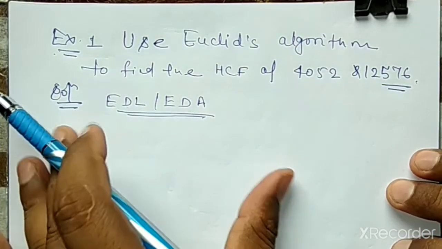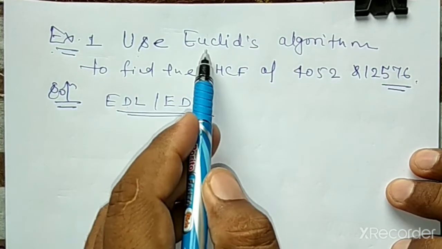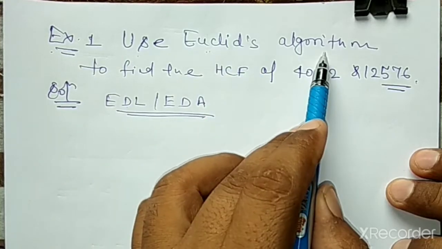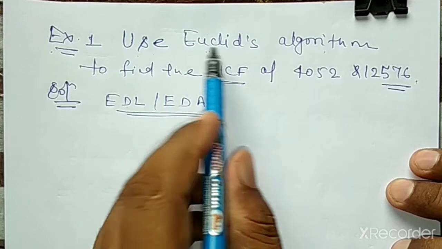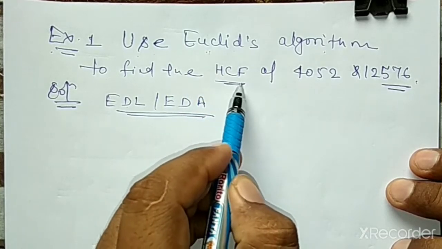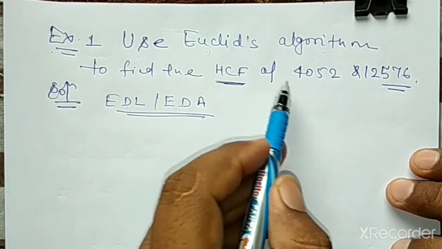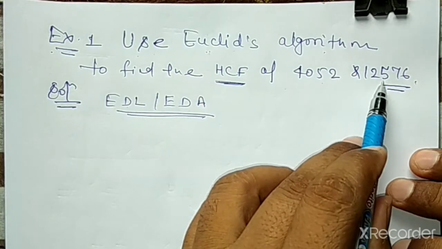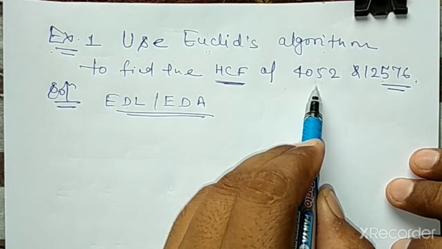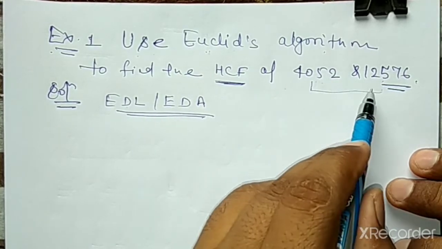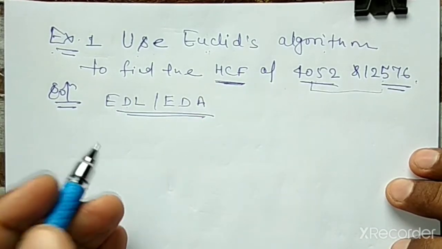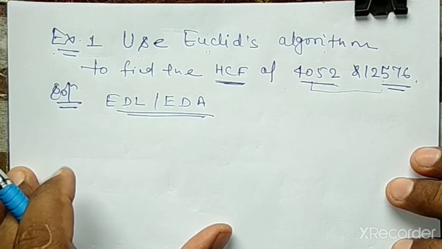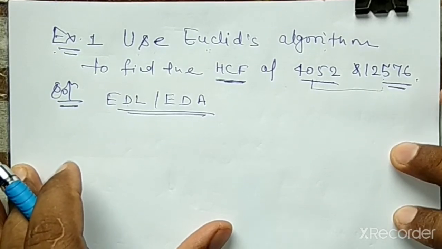Example number 1 is: use Euclid's algorithm to find the HCF. Why are we using the Euclid division? Because we want to find the HCF of the given numbers. The numbers are already given here. So what is the approach? How do we find the HCF of the given numbers? What is the approach here? You have to always remember that.